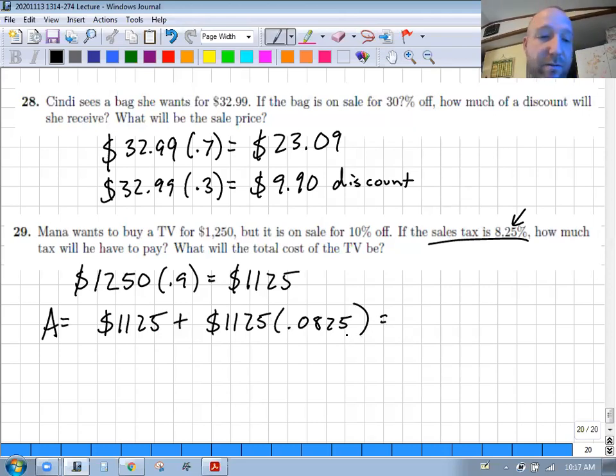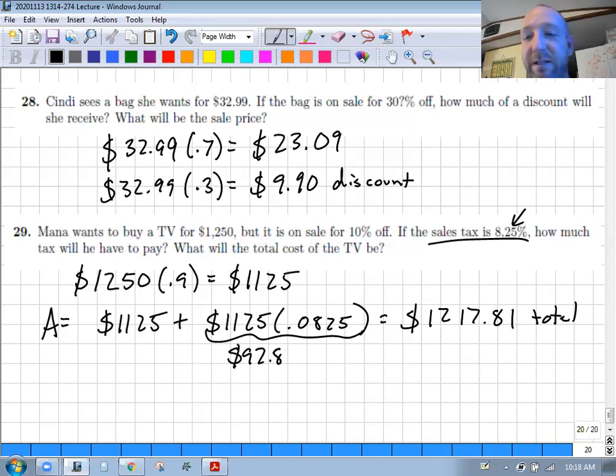So times 0.0825 plus 1125, which comes out to $1,217.81. That's the total cost. This is the tax, right, which was 1125 times 0.0825, $92.81 in tax.